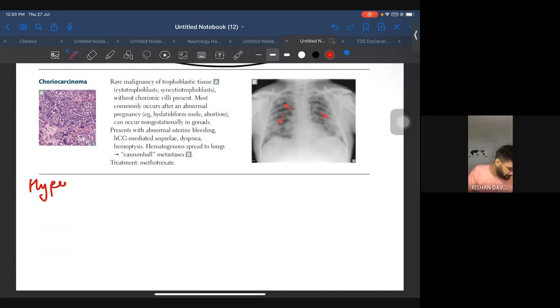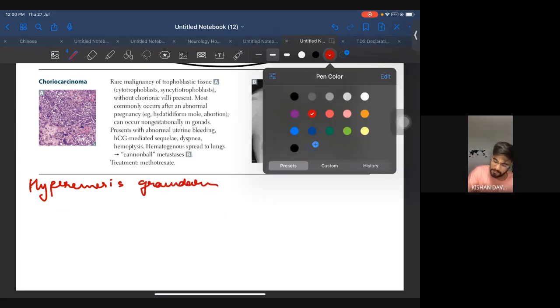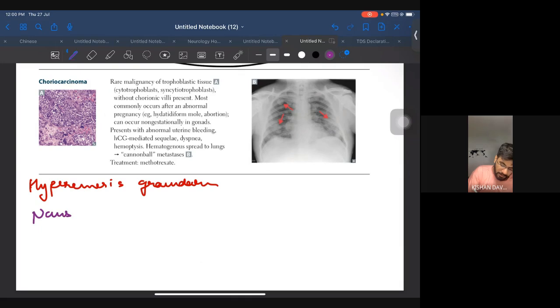Another thing, along with vomiting there will be something else too. Okay, nausea, vomiting, plus there should be weight loss. Vomiting can happen in any GIT disorder also, so weight loss is also necessary. So weight loss, vomiting, nausea, they give all this about hyperemesis gravidarum.